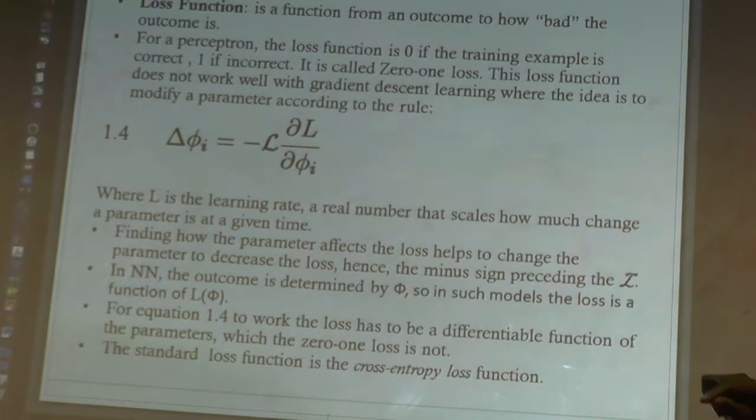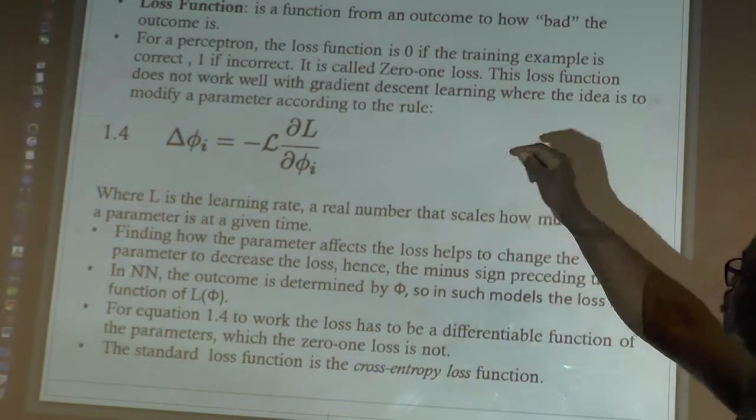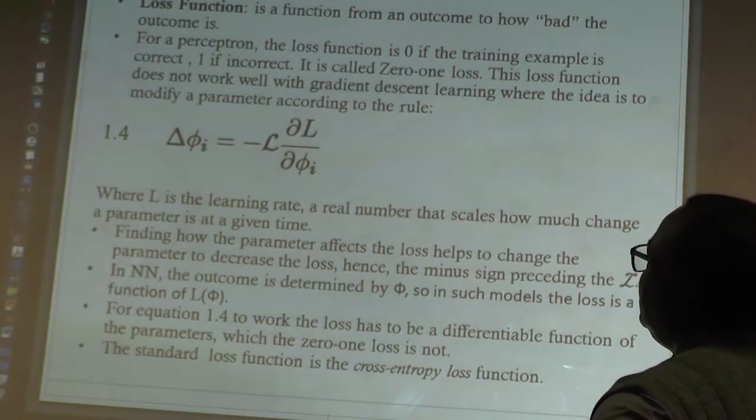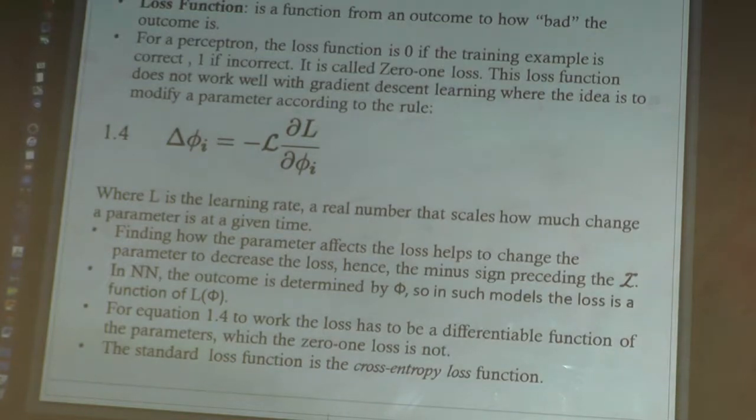Okay? So for perceptron, the loss function is 0 if the training example is correct. In other words, there's no error. No, there may be error, but the error is minimized. And the loss function is 0. It is 1 if it is incorrect, sorry. And then we call this a 0-1 loss.